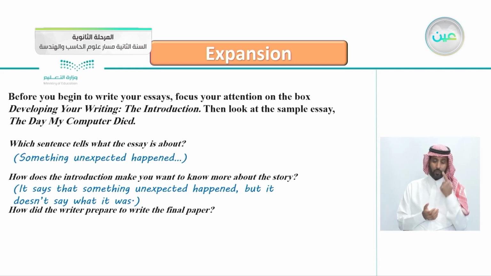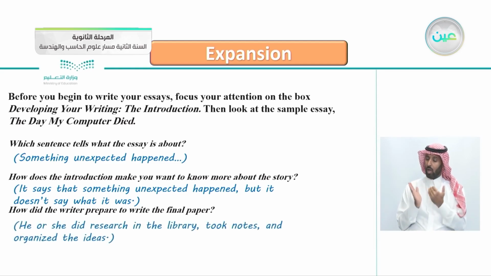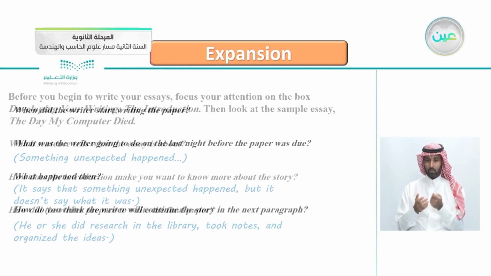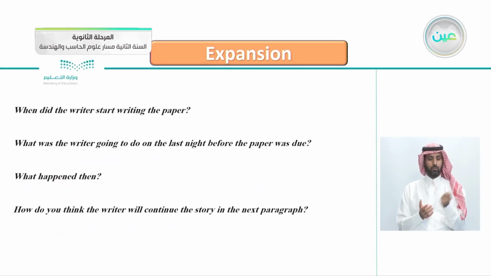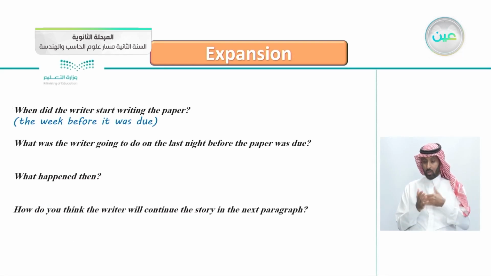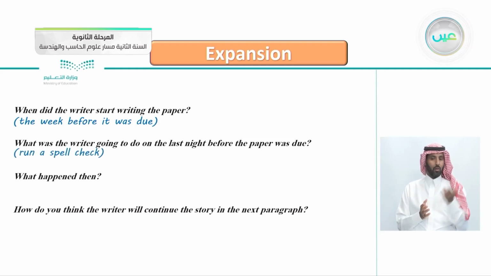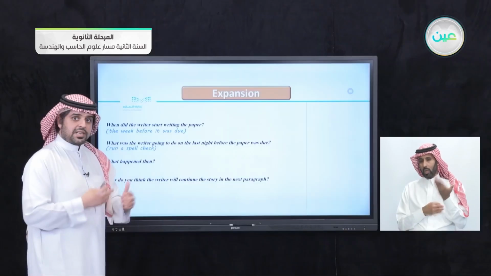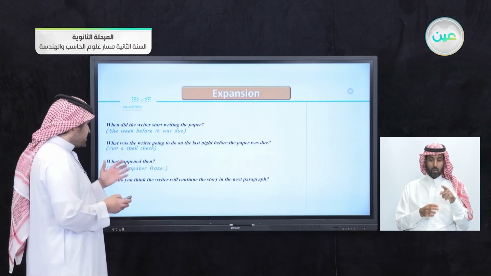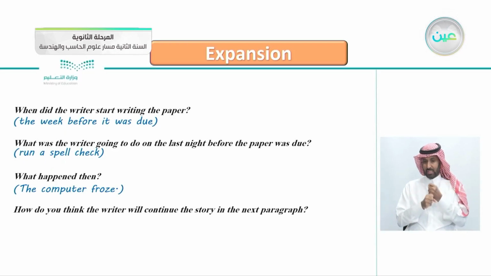How did the writer prepare to write the final paper? He or she did the research in the library, took notes, and organized the ideas. So try to make this example helpful to you to write your own. When did the writer start writing the paper? The answer is the week before it was due. What was the writer doing on the last night before the paper was due? Yes, he was running a spell check. What happened then when he was running a spell check? Excellent. The computer screen froze, and the computer froze also.